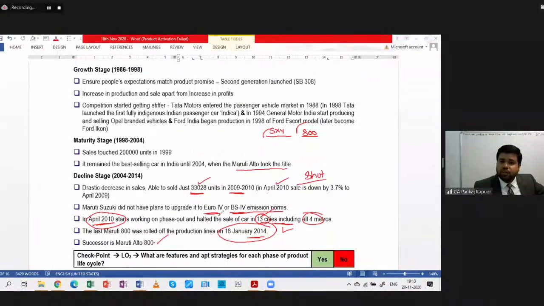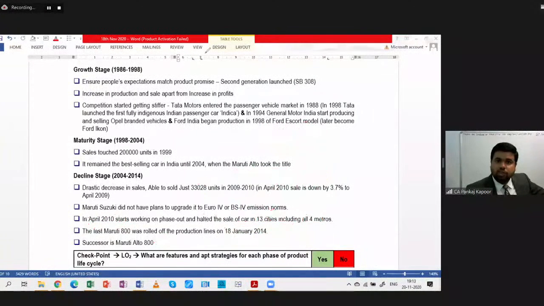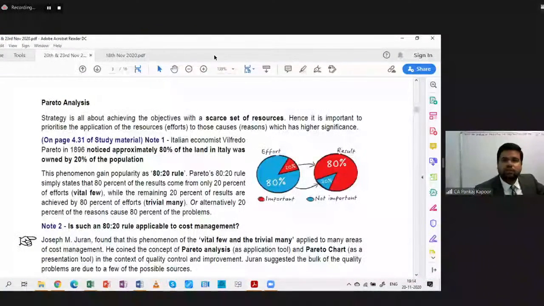So this is a kind of hint to understand how you can decide that one phase is over and another phase has started. Okay, so friends, please allow me to wind up this life cycle costing, and now we will move to another topic, and that is Pareto analysis.